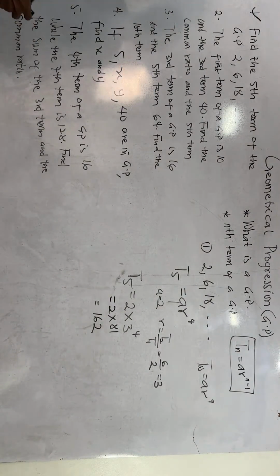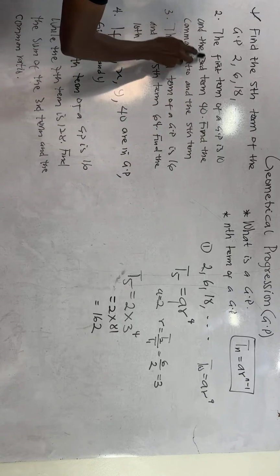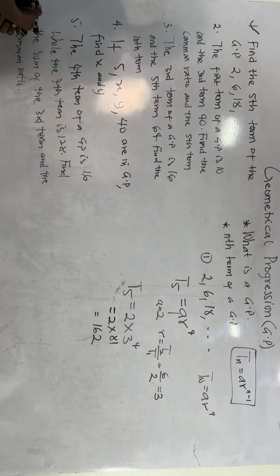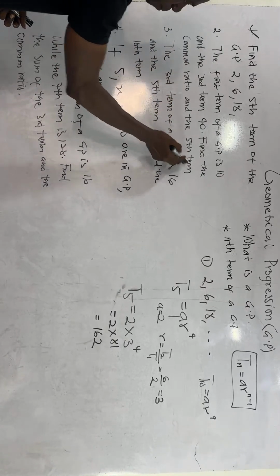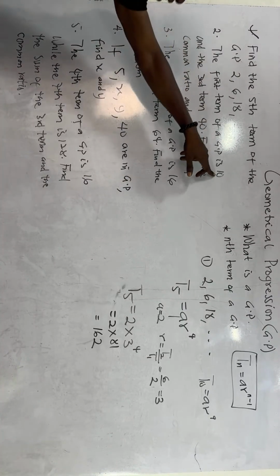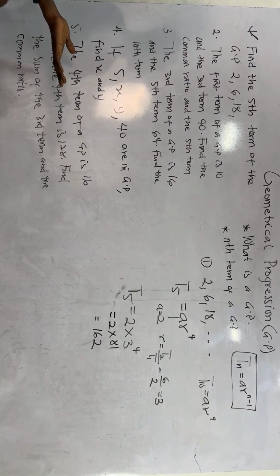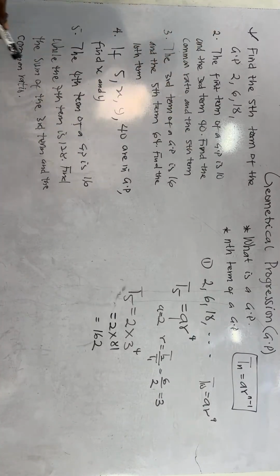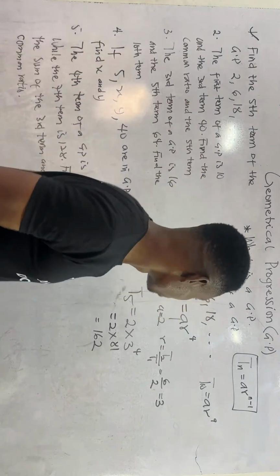And number 2, it says the first term of a GP is 10 and the third term is 40. Find the common ratio and the 5th term. Interesting. So they didn't give us R. And now we have to find R, the common ratio, and the 5th term. So who knows what we'll do about this?